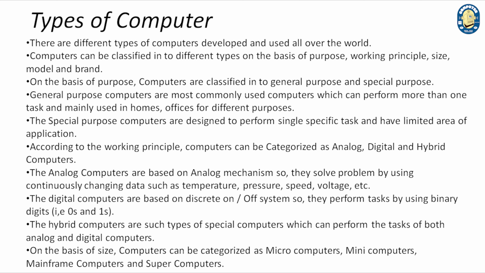General purpose computers are most commonly used computers which can perform more than one task and mainly used in homes, offices for different purposes. The special purpose computers are designed to perform single specific task and have limited area of application. According to the working principle, computers can be categorized as analog, digital and hybrid computers.